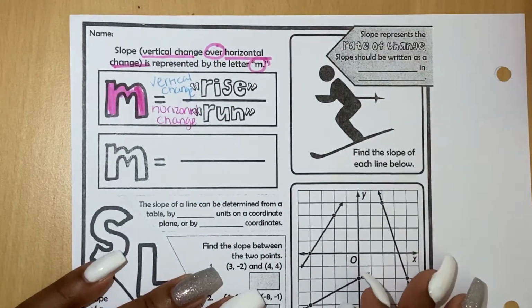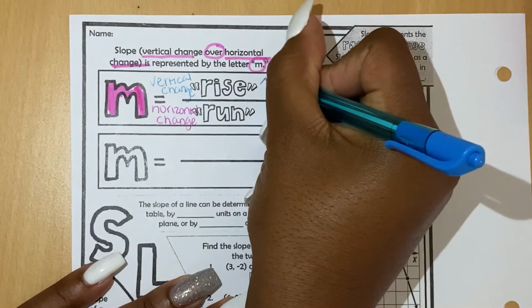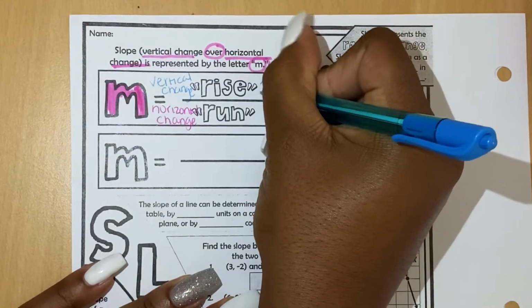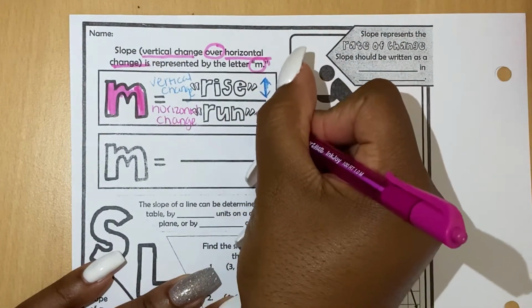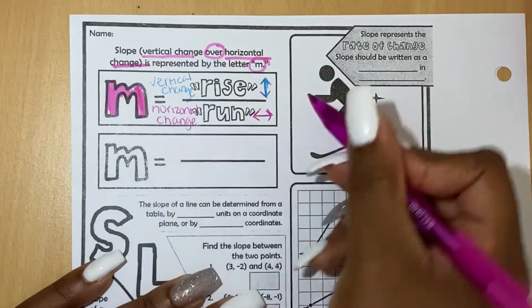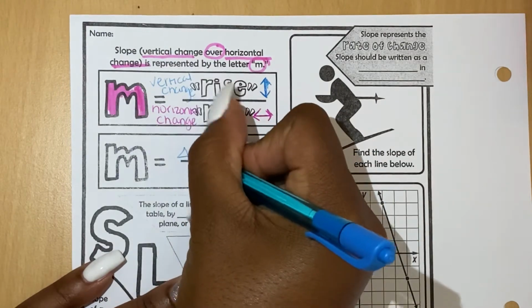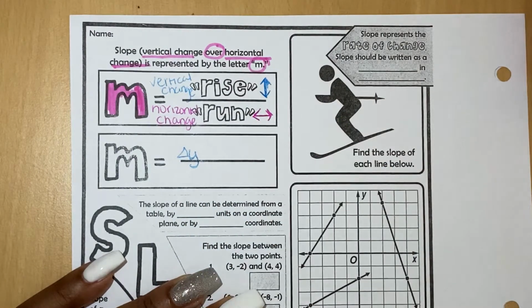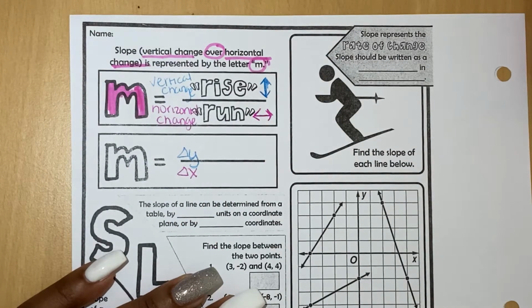Okay? Now, when we say rise, what that means is how much you go up or down. And we'll get into that in a second. Run is left to right. So if you can't remember vertical change and horizontal change, think about up and down and then left to right. Okay? We can also think about it as the change in Y over the change in X.